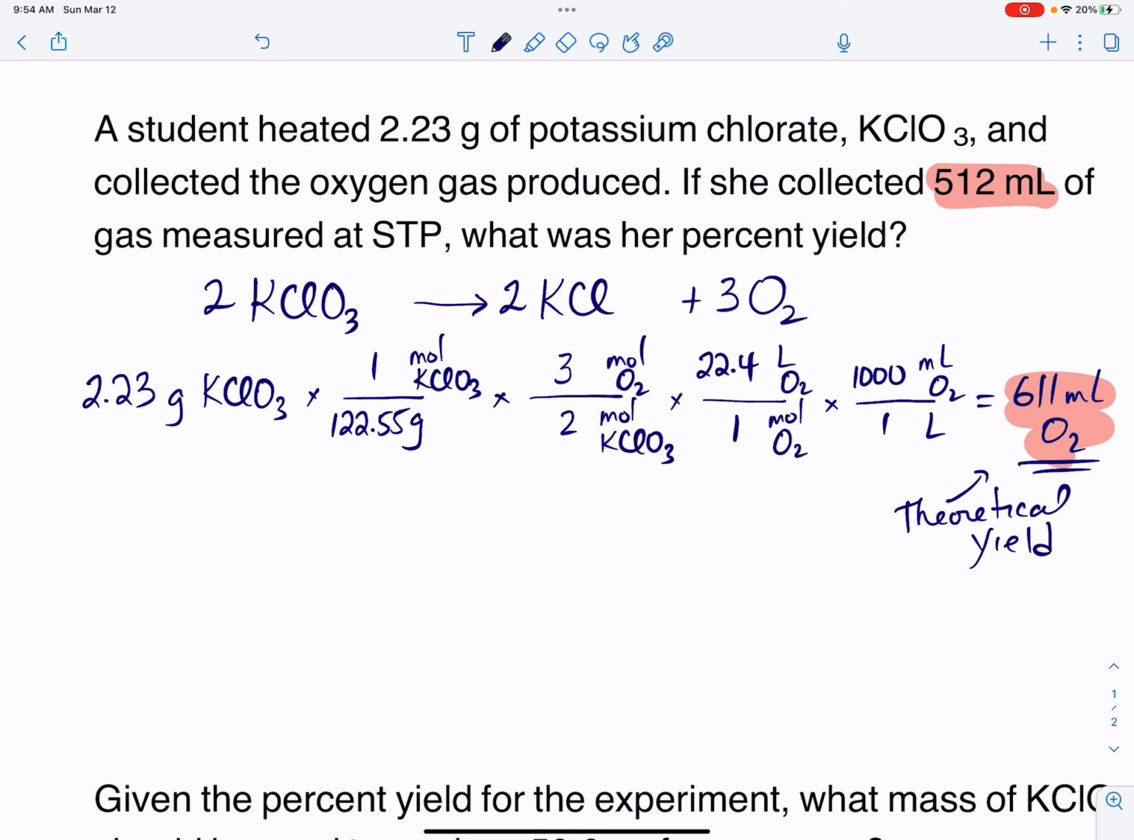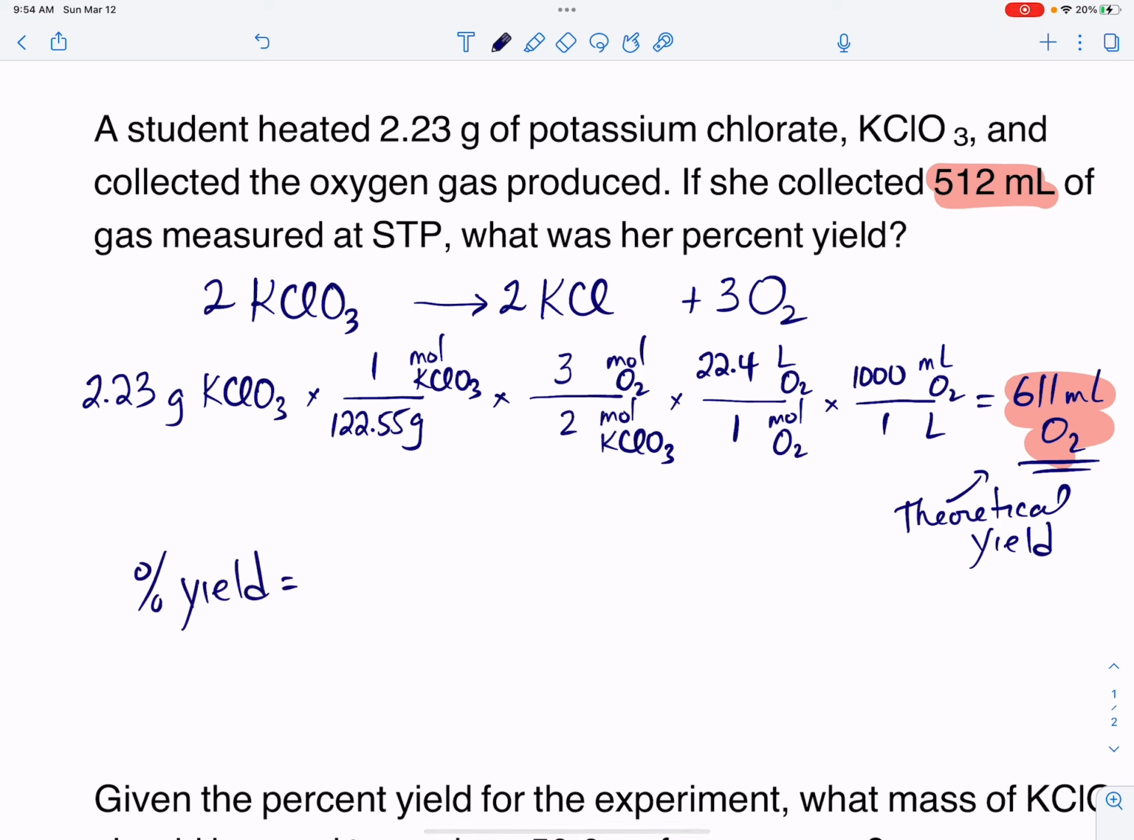So that could be that they lost some gas. Maybe they were collecting by water displacement and some gas escaped. Maybe some of the gas dissolved in the water if they were collecting it by water displacement. There's a variety of reasons why you won't get what you thought you should get. Many of those reasons are sources of error in the experiment. So now we can calculate the percent yield.